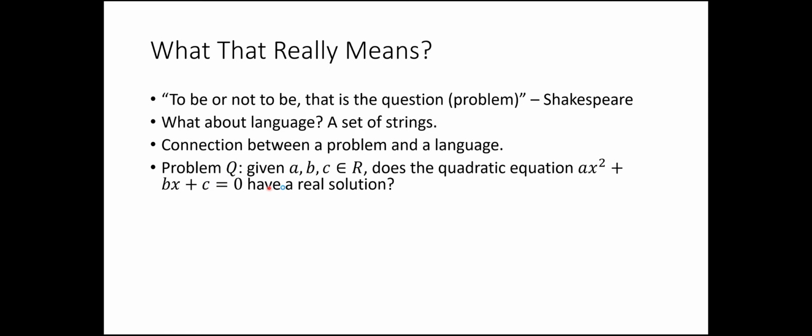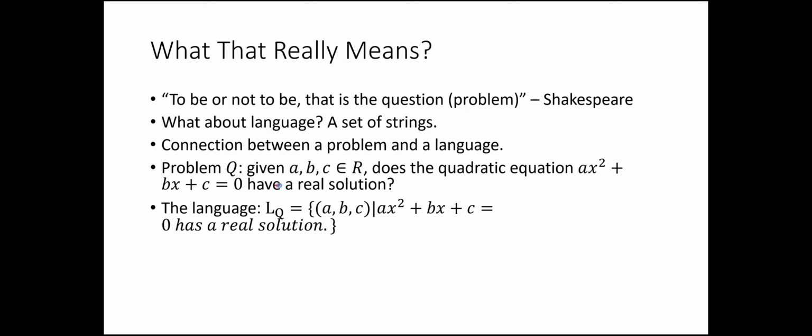So the problem is basically, given three real numbers, A, B, and C, the question is asking, does the quadratic equation ax squared plus bx plus c equal to 0 have a real solution? This is real, it doesn't mean real or fake. It's a real number solution, okay? So everybody who comes through elementary school will know the answer. The answer is yes, because you have the quadratic formula. You can compute that, okay? So basically, there's an algorithm to do it. So this is decidable.